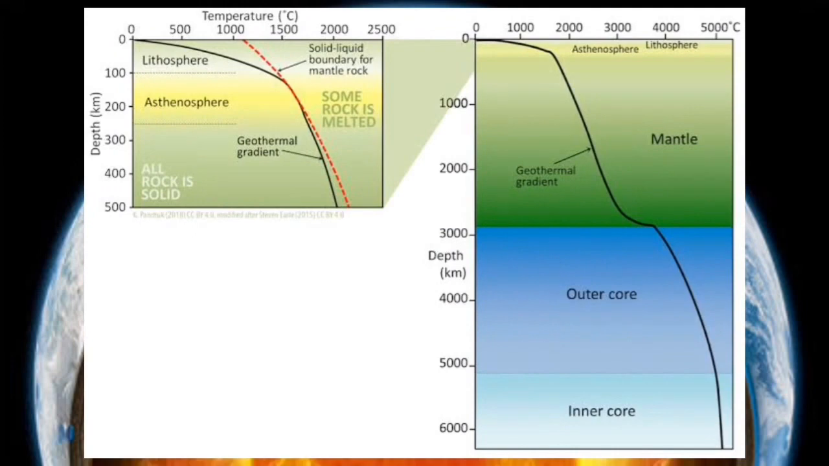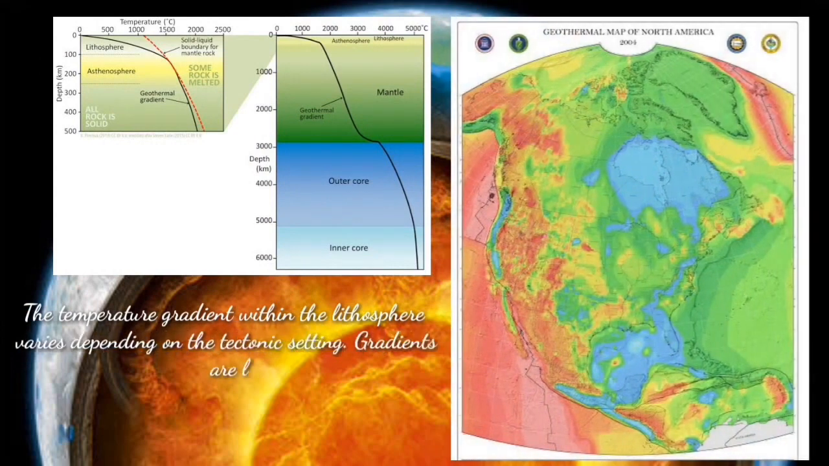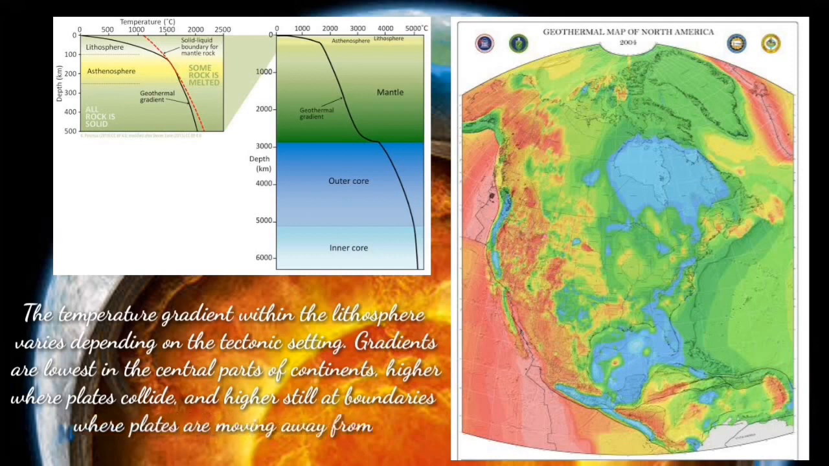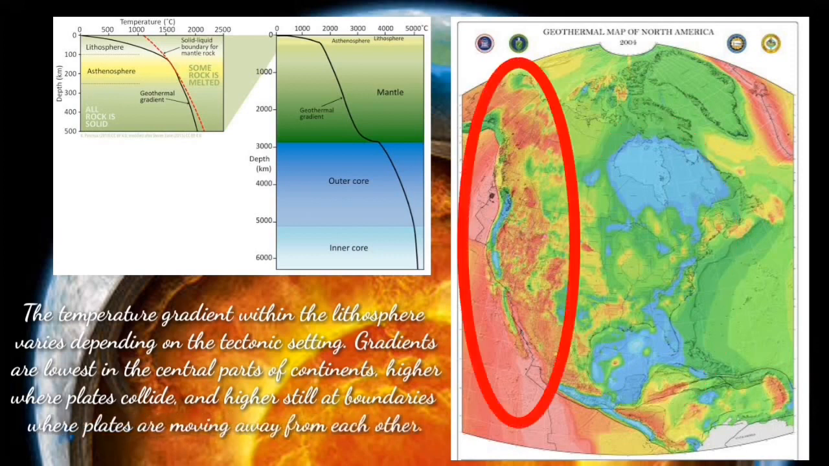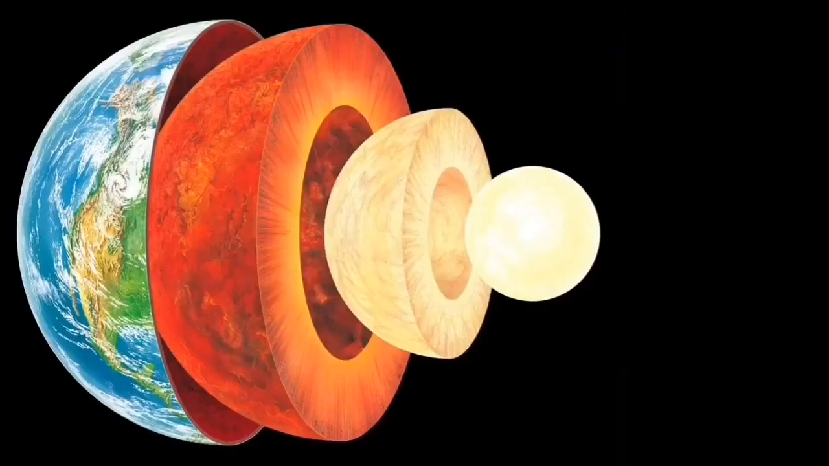This figure shows the geothermal gradient in each layer. As you can see in the graph, the temperature gradient within the lithosphere varies depending on the tectonic setting. Gradients are lowest in the central parts of the continents, higher where plates collide, and higher still at boundaries where plates are moving away from each other.